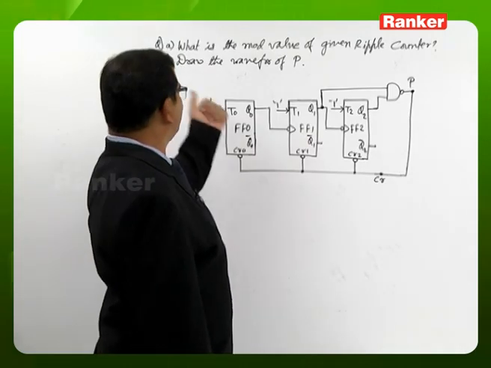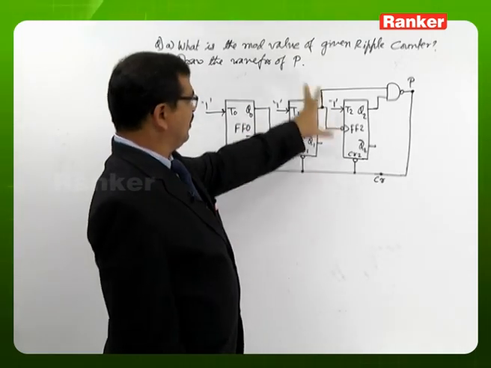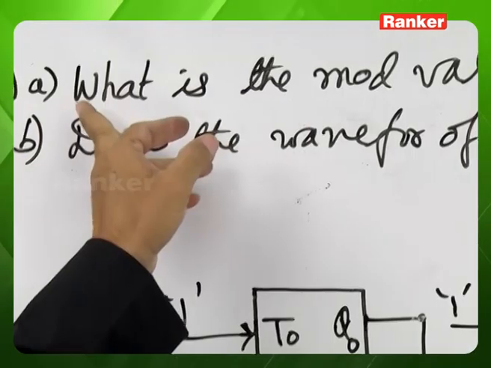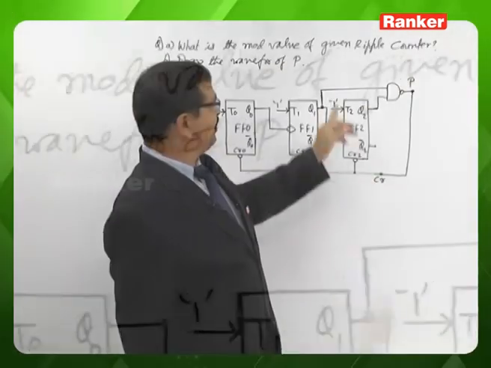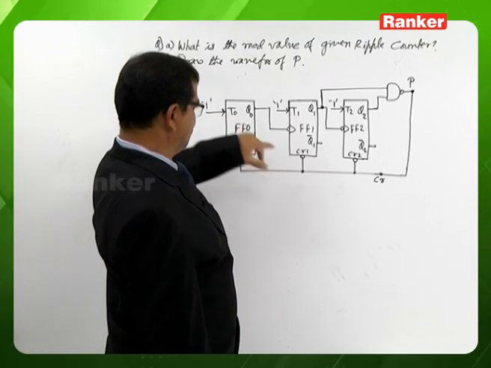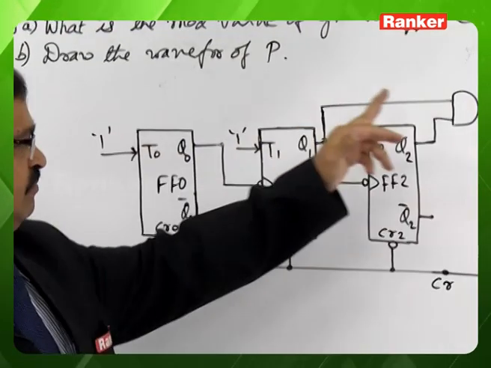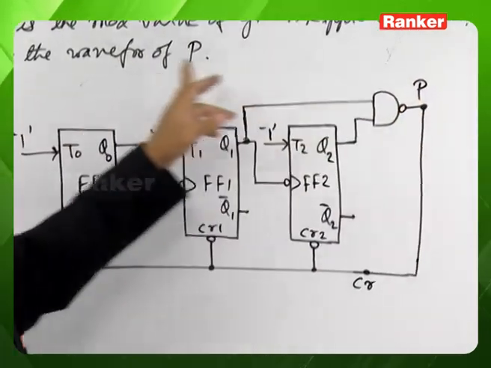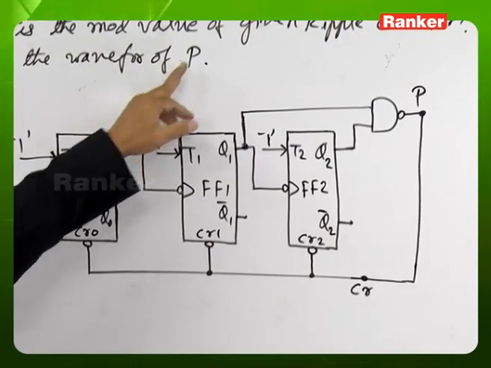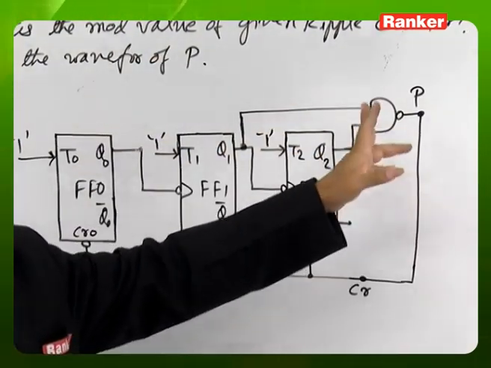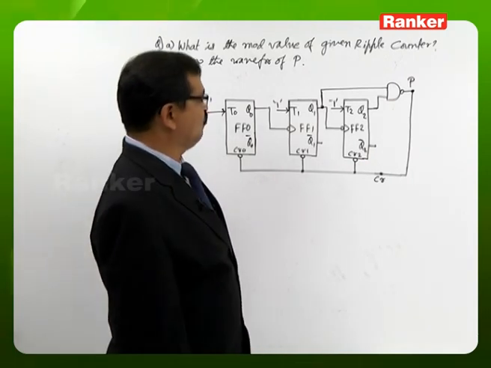Let us take a question. It is a given ripple counter circuit. The first question is: what is the mod value of the given ripple counter? The next part, on the same circuit: draw the waveform of the NAND gate output P. It means P is nothing but the NAND gate output. We want to draw the waveform of the NAND gate output P.